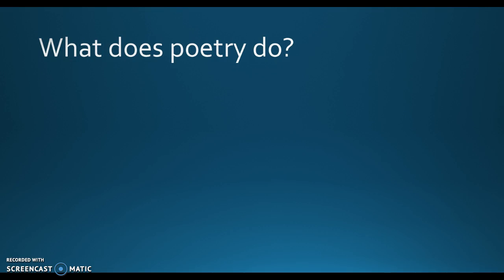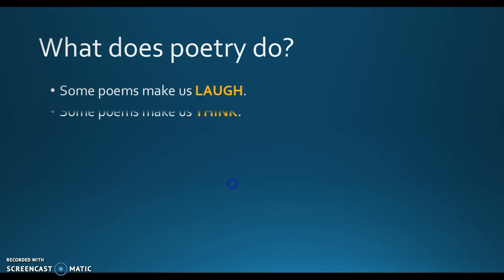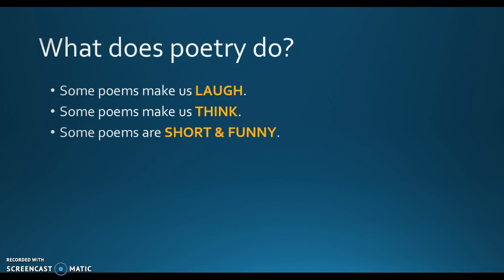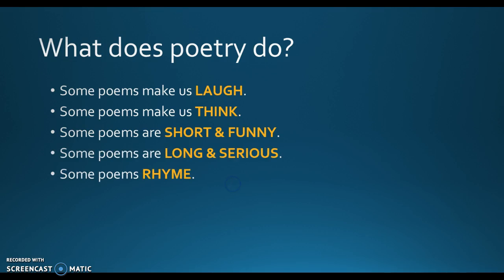So what does poetry do? Well, some poems can make us laugh, like limericks and such. Some poems can make us think. Some poems are short and funny. Some poems are long and serious. Some poems rhyme, and some poems do not rhyme. Some people believe that poems have to rhyme. Not necessarily, as we'll find out in this lecture.